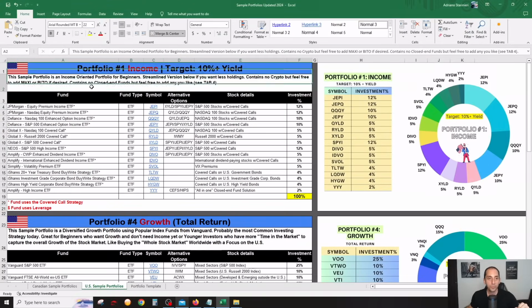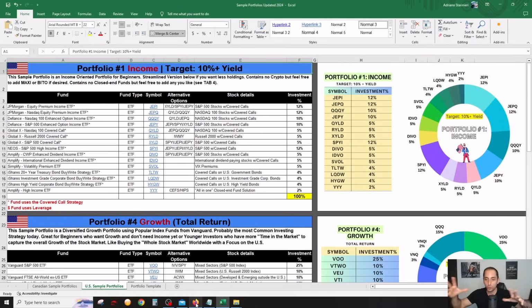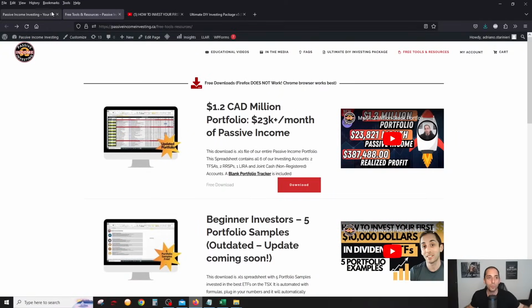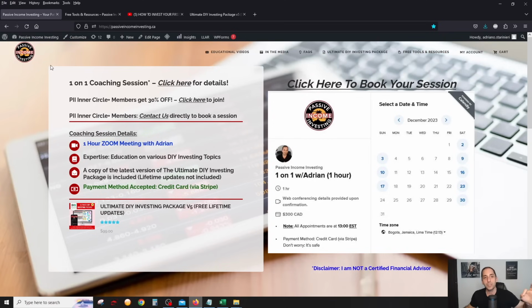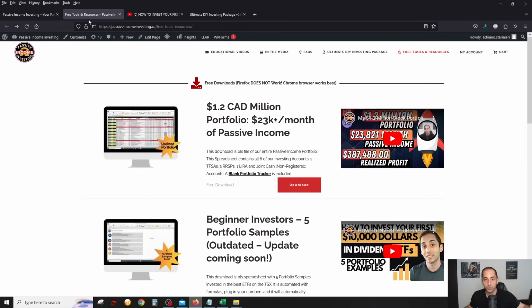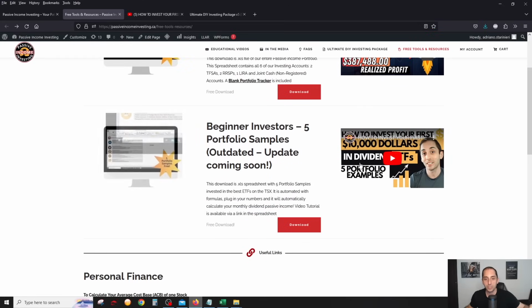We'll go through the sample portfolios for the 3 types of investing. If it's too small, you can download it for free. You go on my website, everyone, PassiveIncomeInvesting.ca. This is the homepage. Click on free tools and resources, and it will be the very second download. Just click on this red download button.